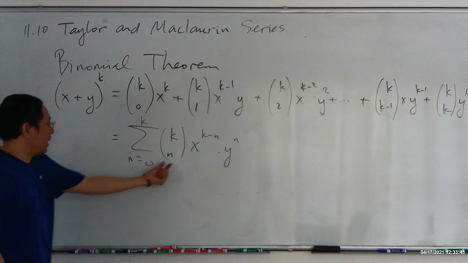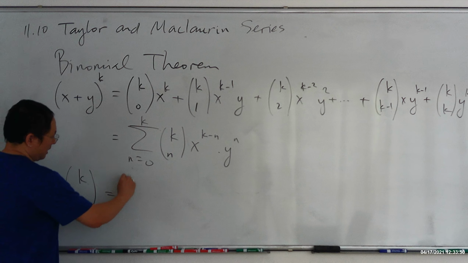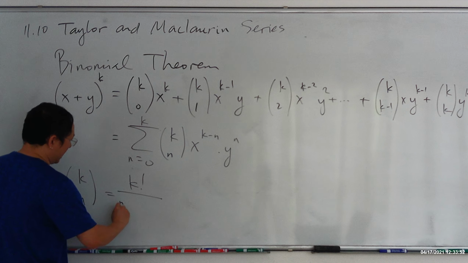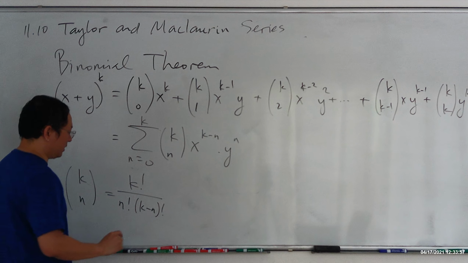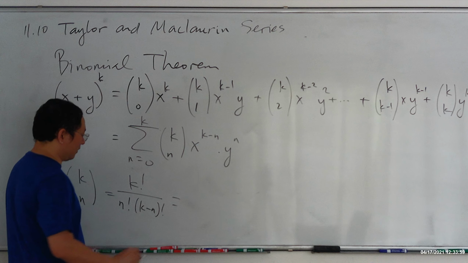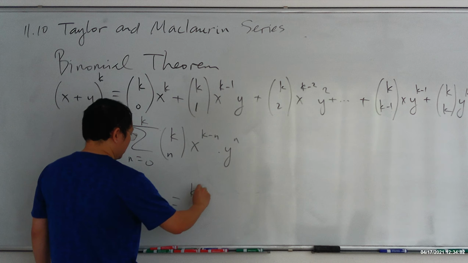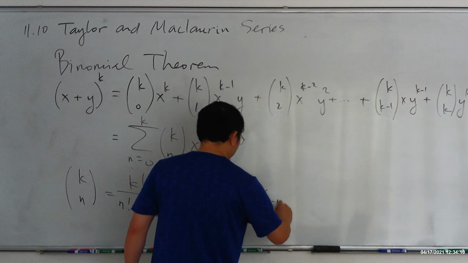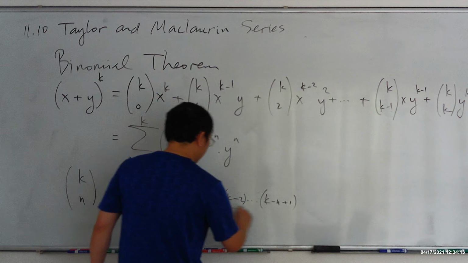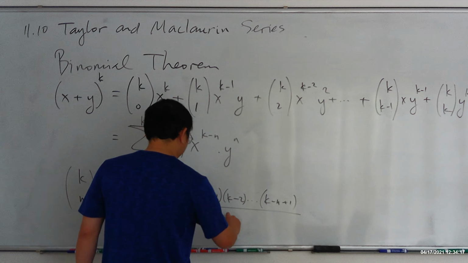And the expression of this, let me rewrite one more time. k choose n is k factorial divided by n factorial times k minus n factorial. And in short, you can cancel out one of those, and it is k times k minus 1 times k minus 2 times all the way to k minus n plus 1, and then divided by n factorial.